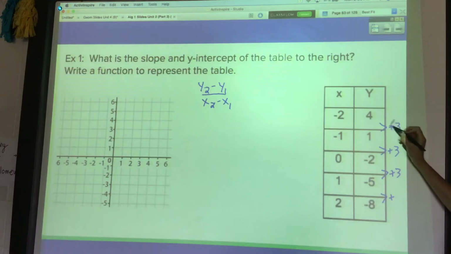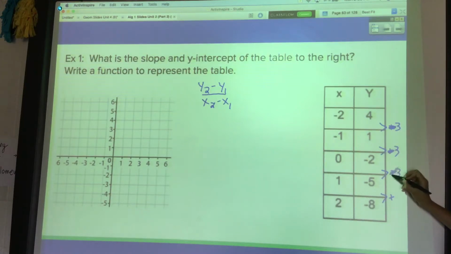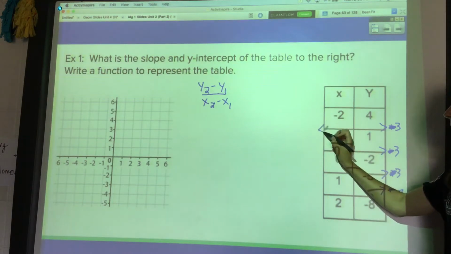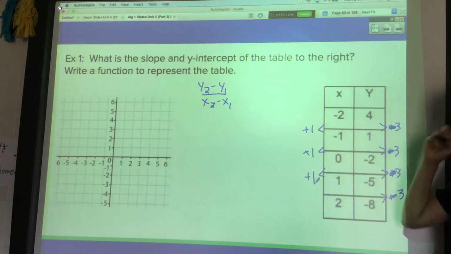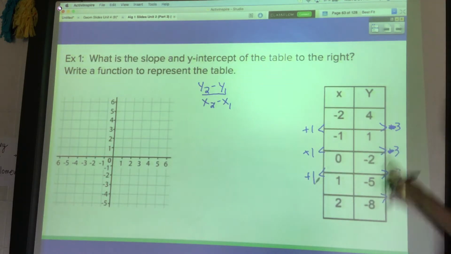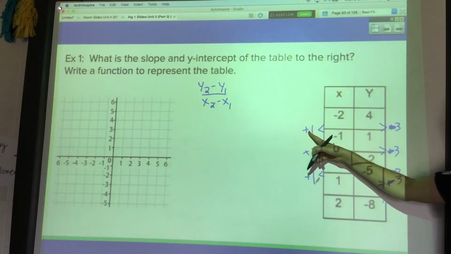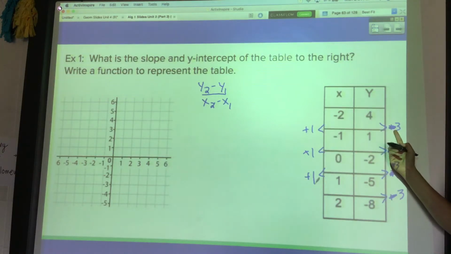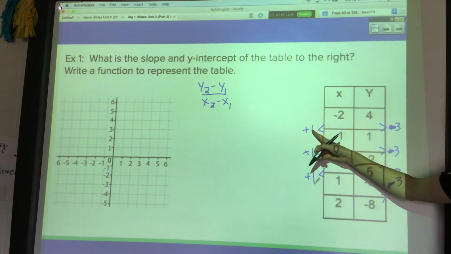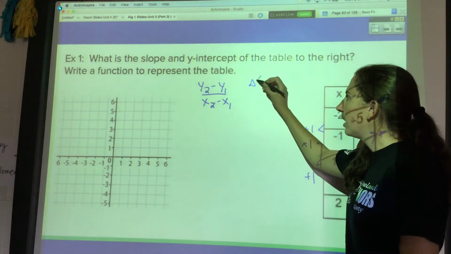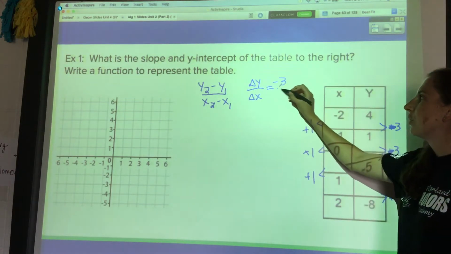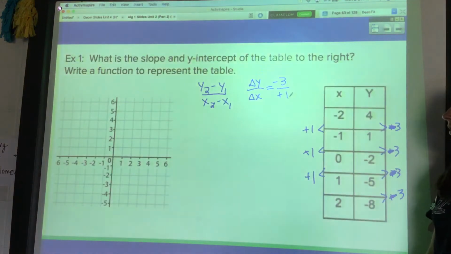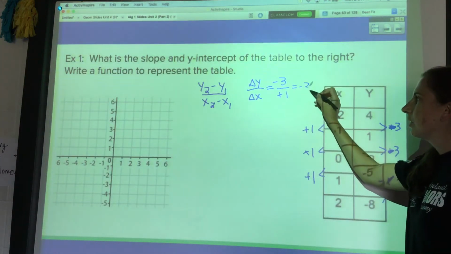Sorry, minus 3. Minus 3, minus 3, minus 3. It's going down by 3 each time. And the x is going up by 1. So what is the change in y over the change in x? The y goes down 3 each time the x goes up by 1. So for the change in y over the change in x, it's down 3 for each plus 1 x, which simplifies to negative 3. That's the slope.